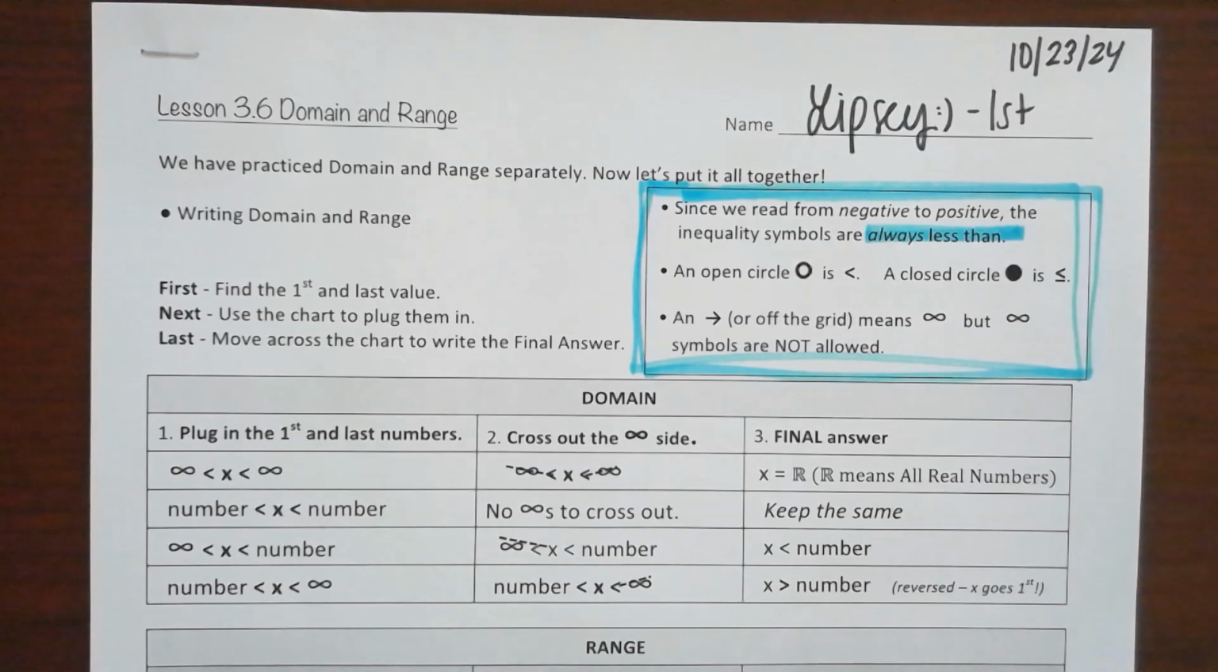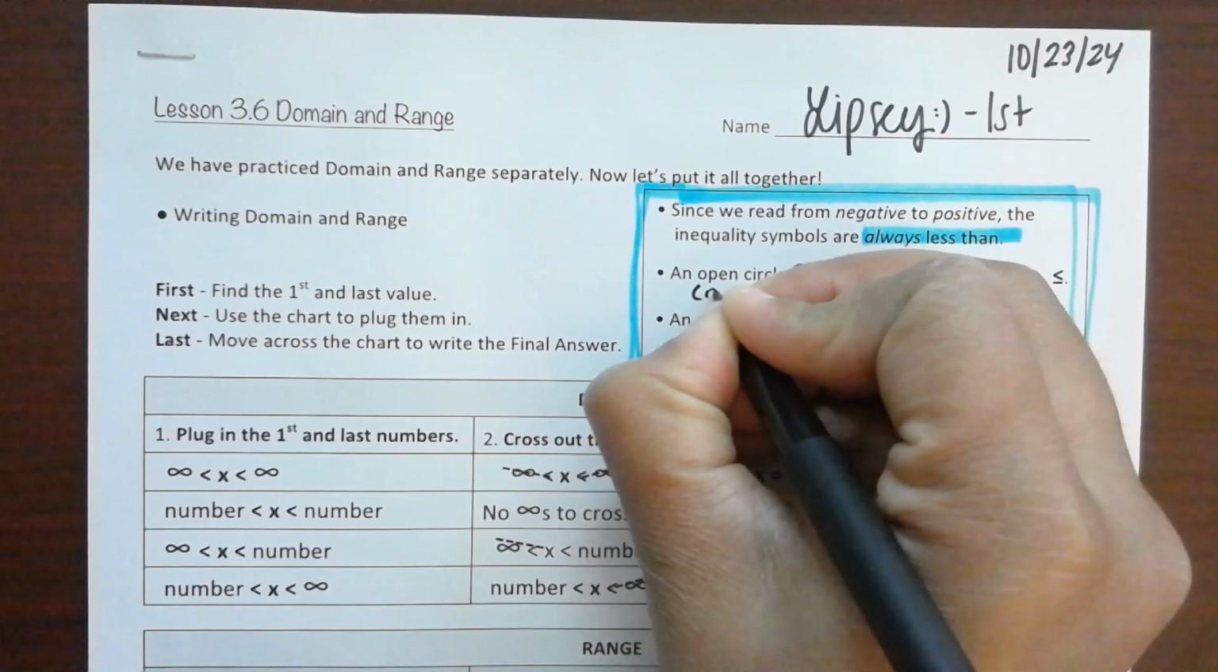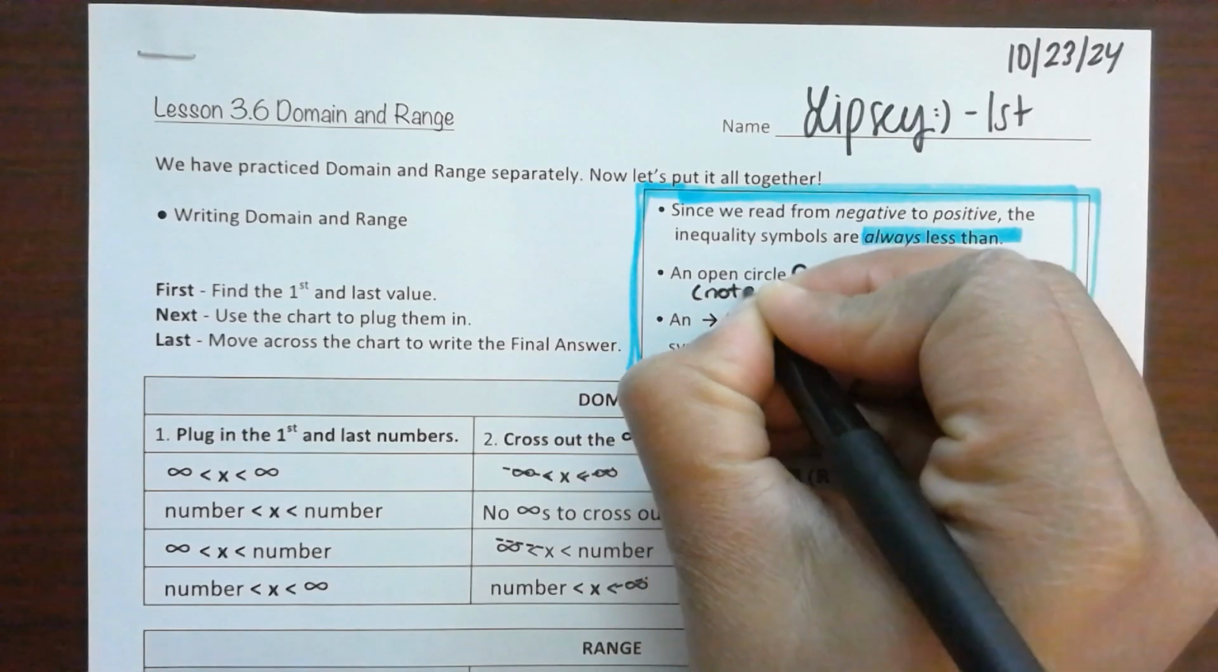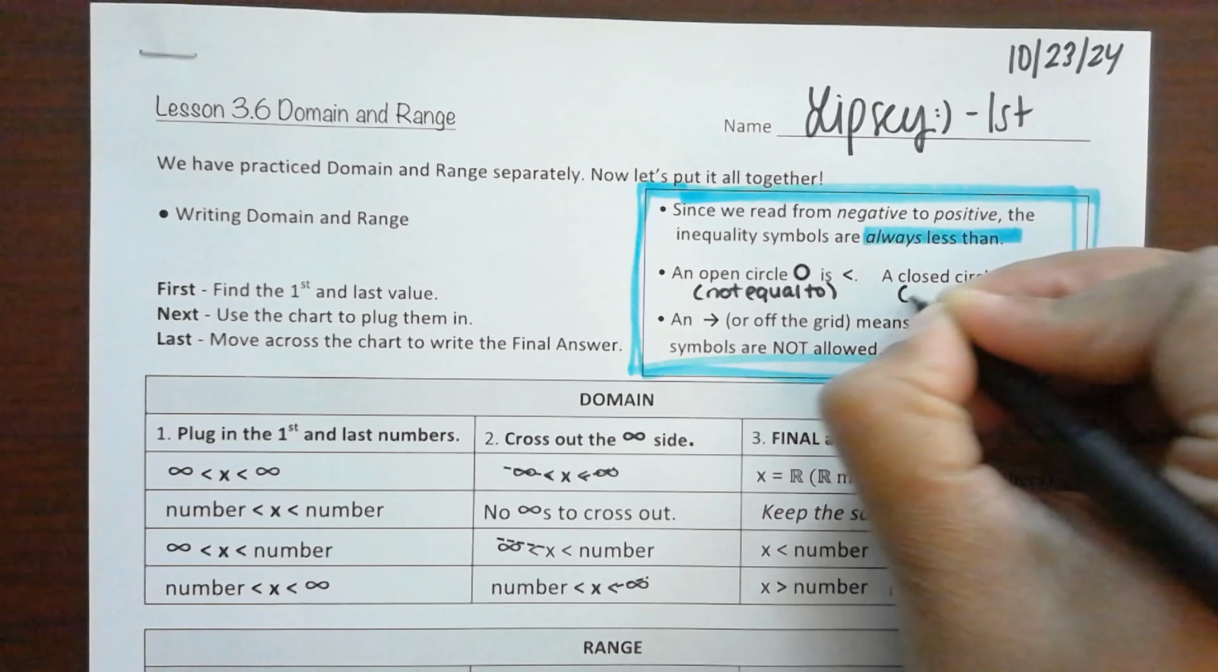It is equal to. So I'm going to write that in as a little caveat statement there because I see some people looking at me kind of crazy. If it's an open circle, it's not equal to. If it's a closed circle, it is equal to.